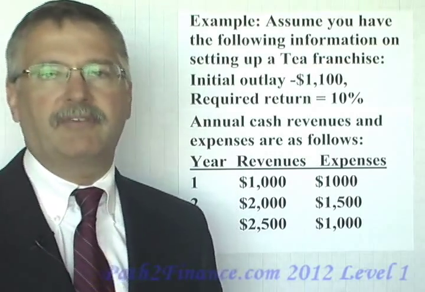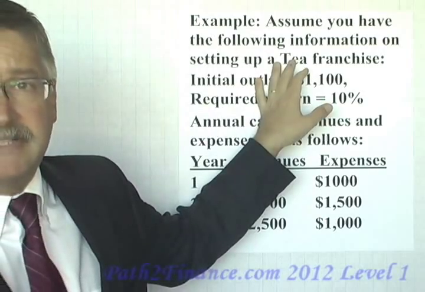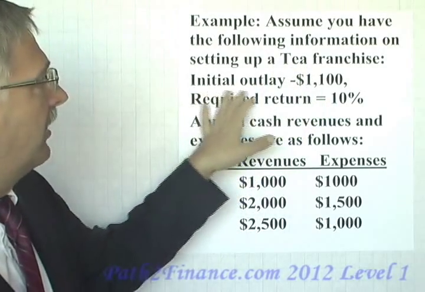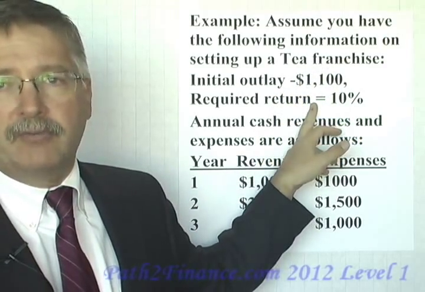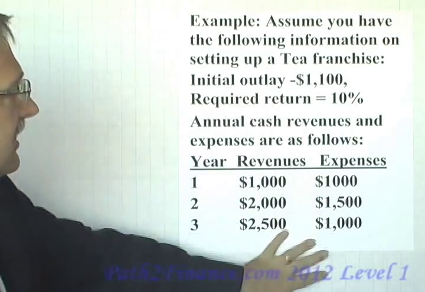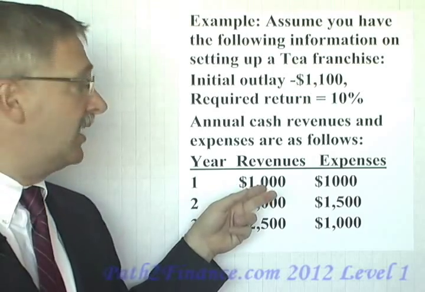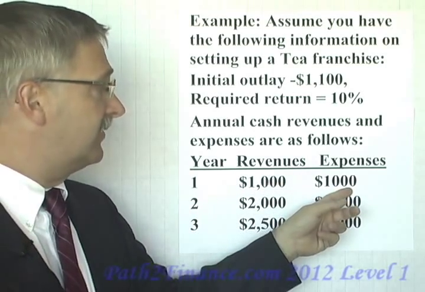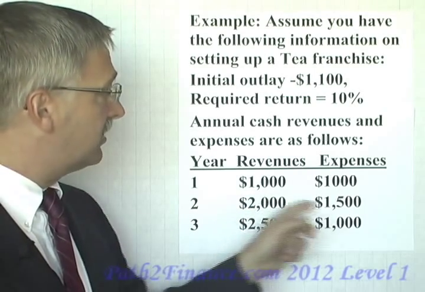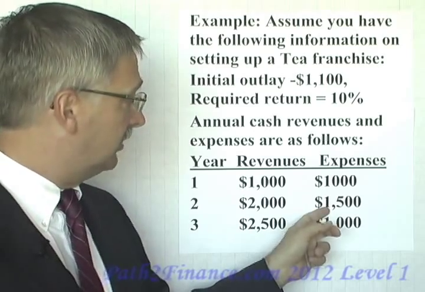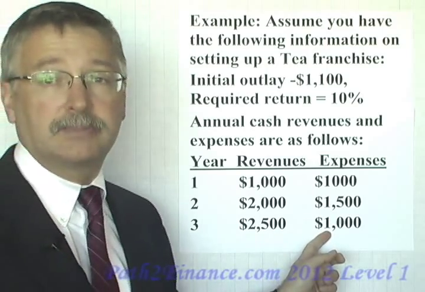So here's a real-life example of a net present value calculation. Assume we are going to set up a tea franchise. Our initial outlay to set up our franchise is going to be $1,100, and we require a rate of return of 10%. And here's a table of the cash revenues and expenses. In year one, we'll get $1,000 of revenue and we'll have $1,000 of expenses. In year two, our revenues have grown to $2,000 and our expenses have grown to $1,500. And in year three, $2,500 worth of revenues and $1,000 worth of expenses.